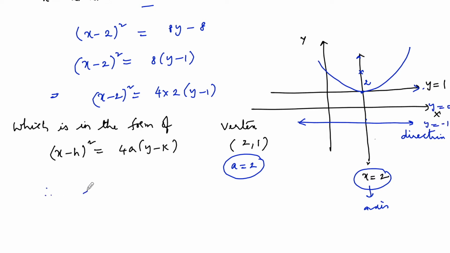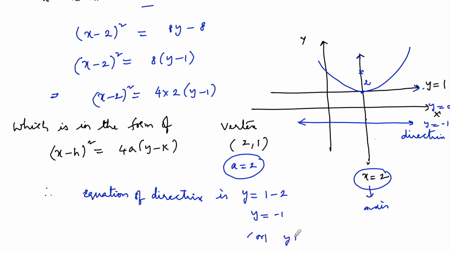So we can say that the equation of the directrix is y is equal to 1 minus 2. So we can write that is y is equal to negative 1. So y is equal to minus 1, or y plus 1 is equal to 0, is the equation of the directrix.